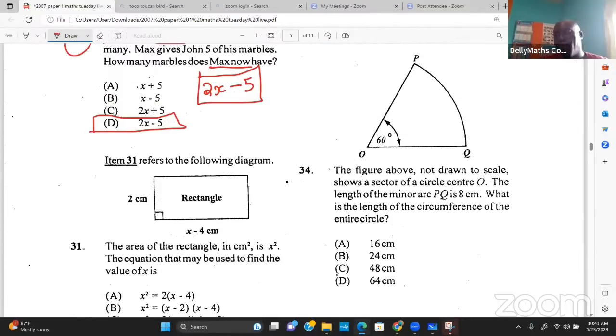34 says, the figure above, not drawn to scale, shows a sector of a circle. The length of PQ is 8 cm. So I'm going to put the 8 here. What is the length of the circumference of the entire thing? A number of ways we can do this. I always say that I could try to complete this circle.